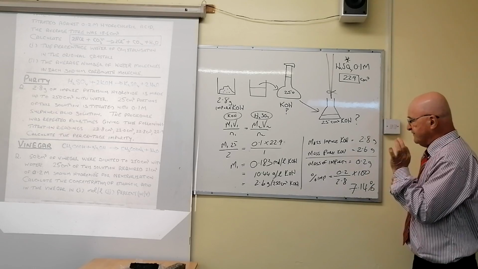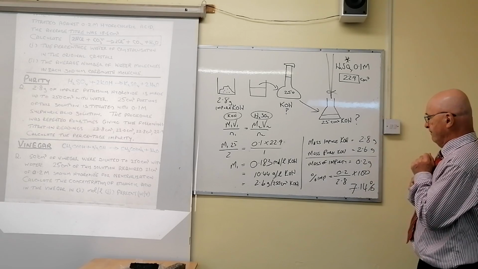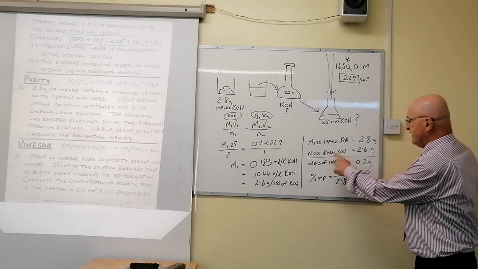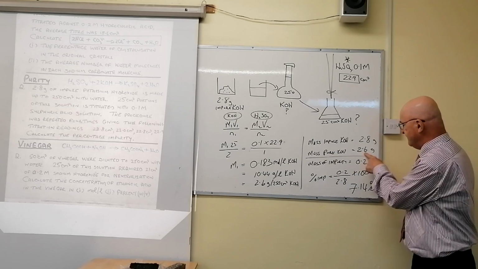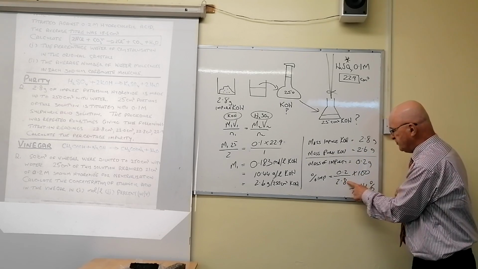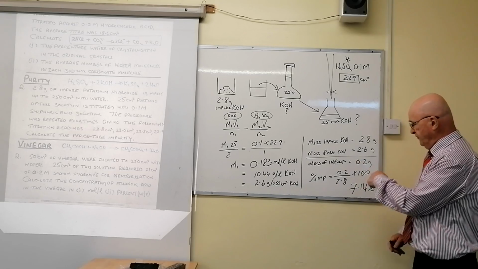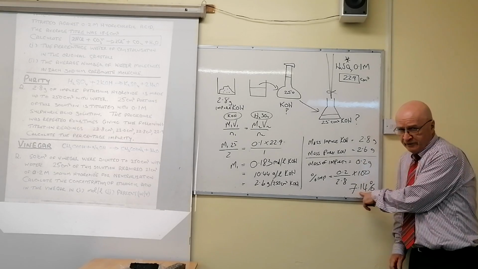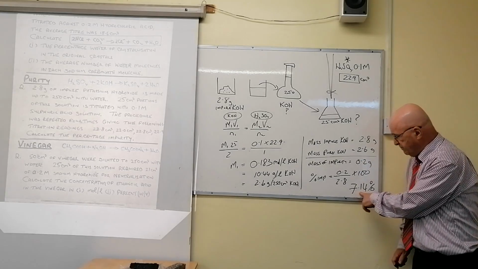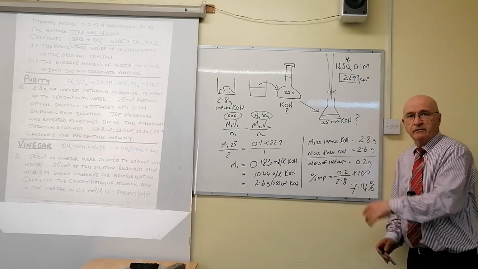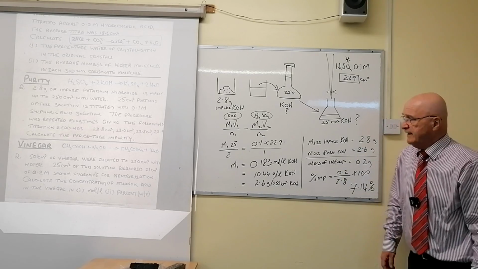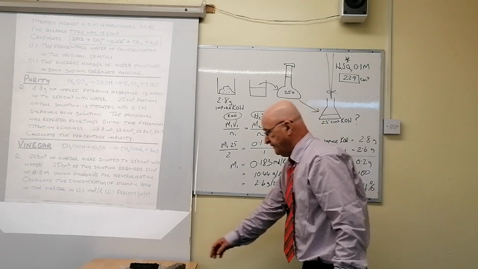By the way, if they had asked you for percentage purity, you'd be taking the pure stuff, 2.6 over 2.8 by 100. Or if you like, you could subtract the percentage impurity from 100. So the percentage purity is the remainder of the 100%. Are we okay with that? And that's what they'd require, nothing more, nothing less than that.